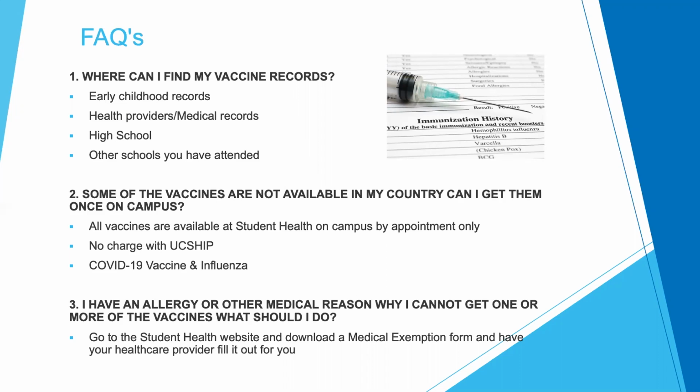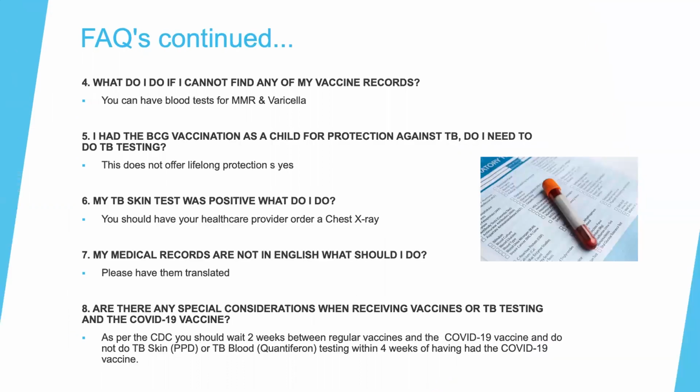Some of the vaccines may not be available in your country. For example, Tdap is not available in many other parts of the world, and so we offer it alongside other vaccines here on campus. If you have our UC SHIP insurance that Jill was talking about, all these vaccines are covered under that policy. If you have an allergy or a medical reason that you can't get one or more of these vaccines, then please go to our website to download a medical exemption form. And when we receive those, we will submit those to our medical director for review, and then we will communicate with you.